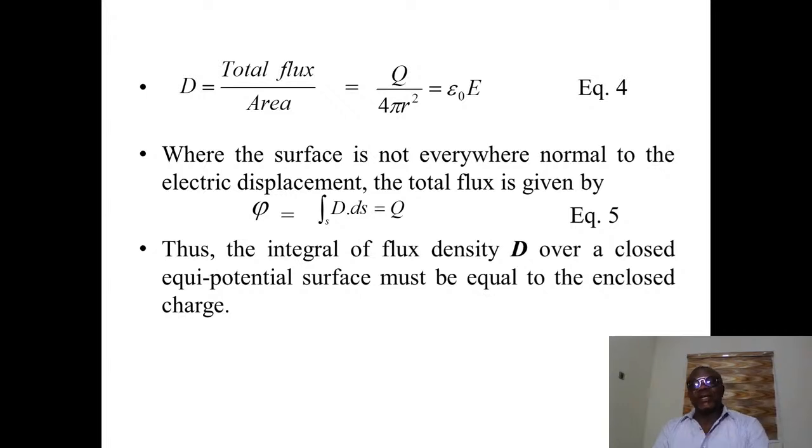We say where the surface is not everywhere normal to the electric displacement, then the total flux is given by phi equals the integral of D ds, which is equal to Q. Because it is not normal, so it is not uniformly distributed, then we have to do the integration over the surface S, and that will give us the total charge in that surface. We call that equation 5.